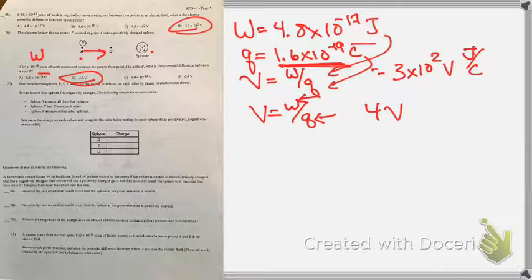All right, 27. You have 4 small metal spheres, R, S, T, and U, on insulating stands. They act on each other by means of electrostatic forces. Remember, force is K, Q1, Q2 over R squared. It was known that sphere S is negatively charged. The following observations were made.